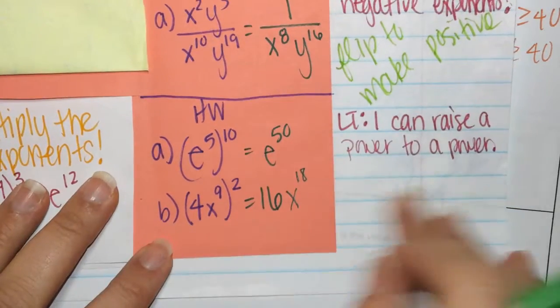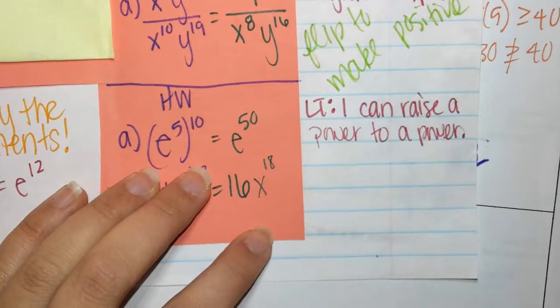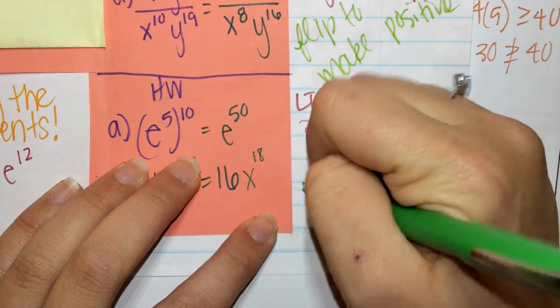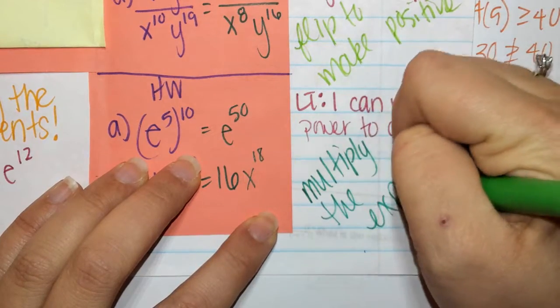All right. Question. Okay, so what do we do when we raise a power to a power? Multiply the exponent. So make sure you have that written down over here.